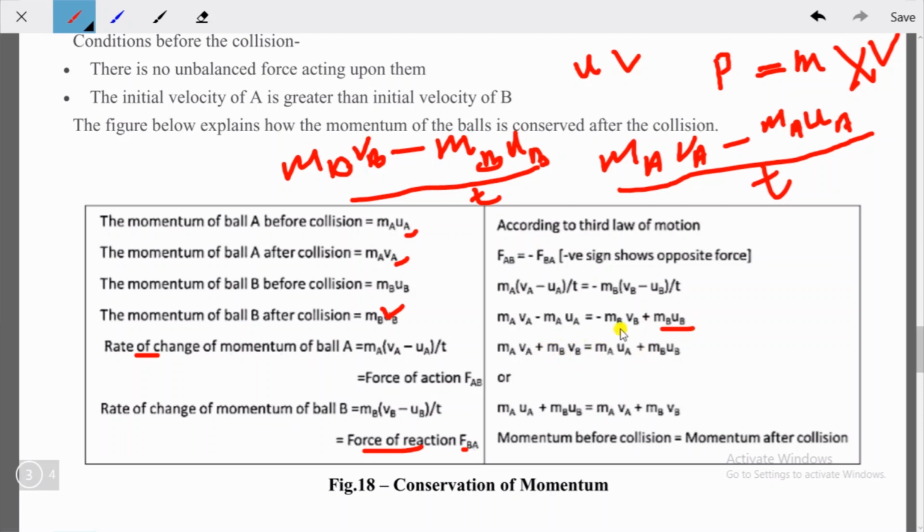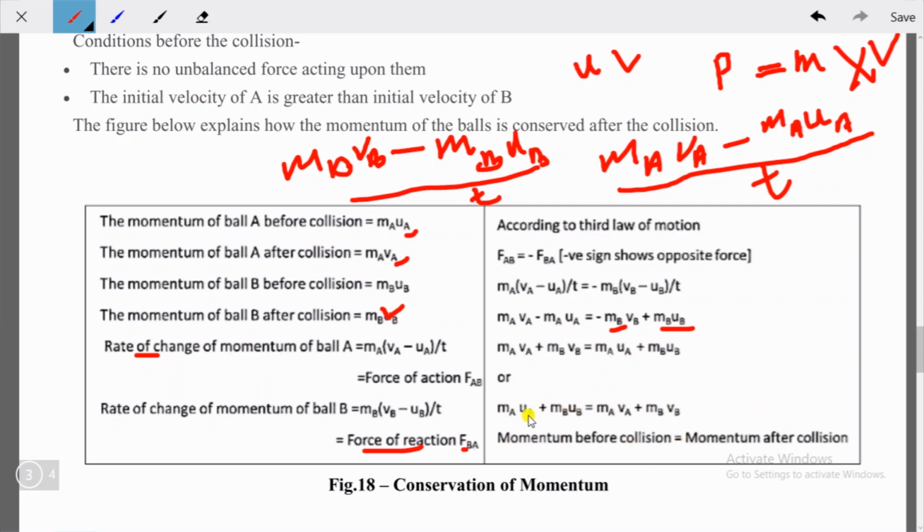So we'll just take the momentum after the collision of both the balls to one side. So this MAVA, this MBVB will be on the left side of this equal sign. Then this minus will be changed to plus. Then on this side you see MBUB is there, MAUA will be going to the right side, this minus will become plus simply. Or we can say MAUA plus MBUB equals MAVA plus MBVB. So simply we can say momentum before collision equals momentum after collision.